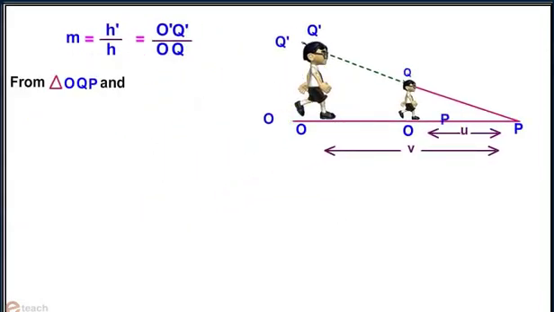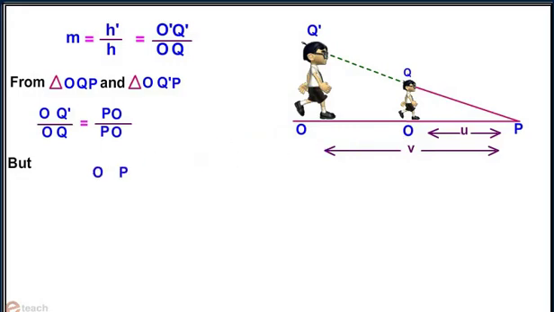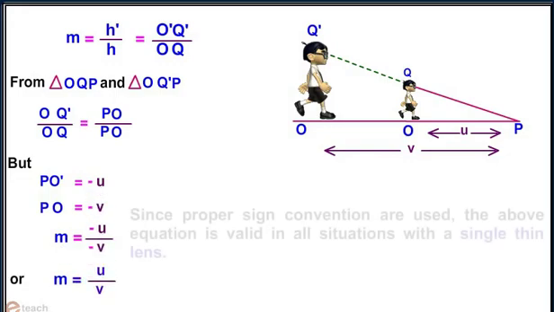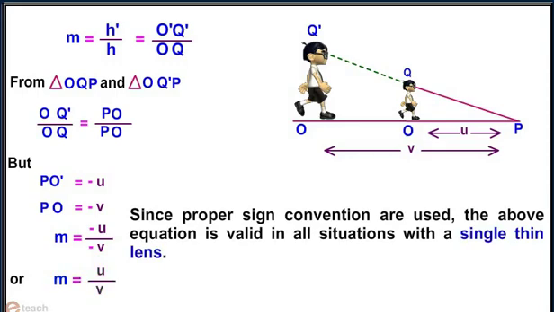From triangle OQP and triangle O prime Q prime P, we have O prime Q prime equals PO prime divided by PO. But since PO prime equals minus U and PO equals minus V, we have M equals minus U by minus V, or M equals U by V. Since proper sign conventions are used, the above equation is valid in all situations with a single thin lens.